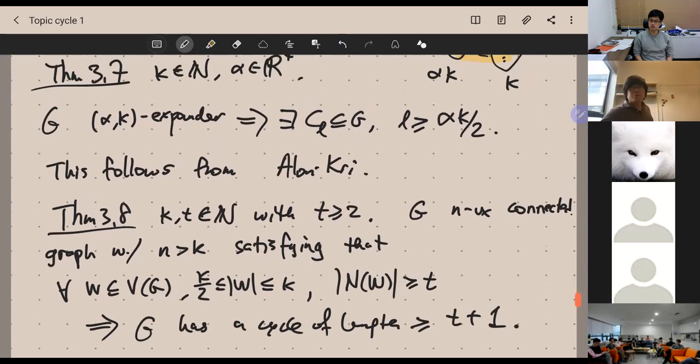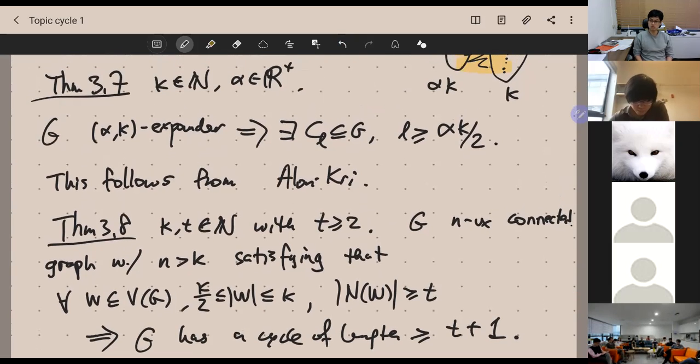So quickly, why does 3.8 imply 3.7? Simply, you take T to be alpha K over 2, right? I don't want to write it down. Let's prove 3.7 using 3.8. By the 3.7 hypothesis, we know that G is an alpha K expander. That means every W between K over 2 and K in size has an external neighborhood of at least K over 2 times alpha. So we can take T to be alpha K over 2. Then by the conclusion of 3.8, we get a long cycle, of length alpha K over 2.